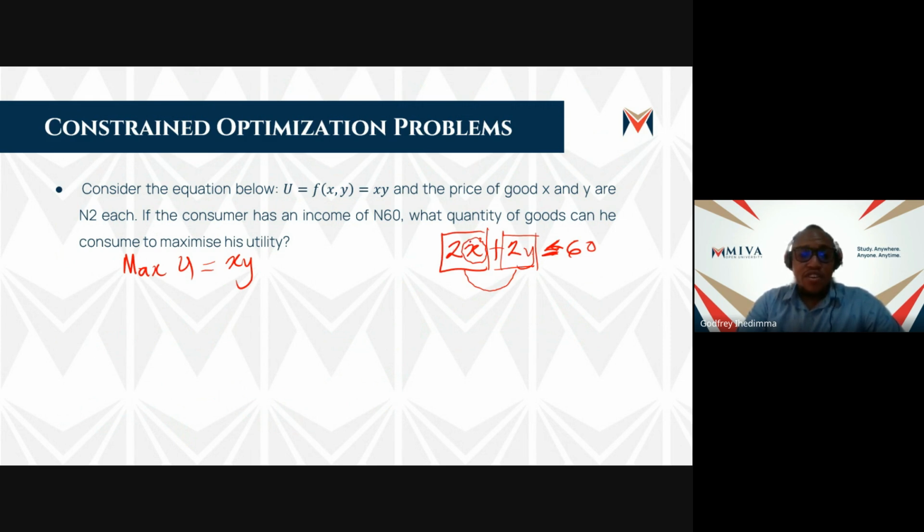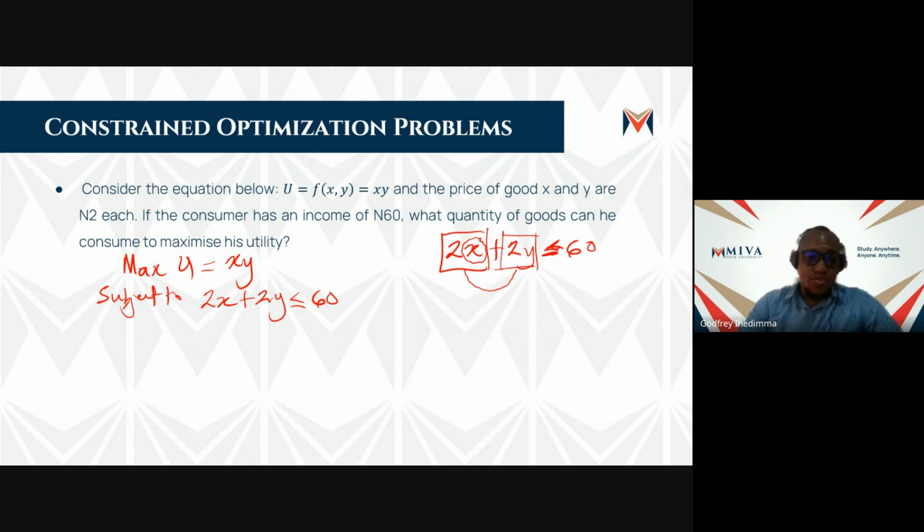Everybody wants more. Do you want one car or two cars? I want two cars. Do you want two cars or three cars? I want three cars. You see, each time you are given an option of more, you always want to take the more. But then, how many cars can you afford? I can afford only one. So you now see that you are constrained by your income. So this means that we want to maximize utility subject to our income constraint, 2x plus 2y less than or equal to 60.